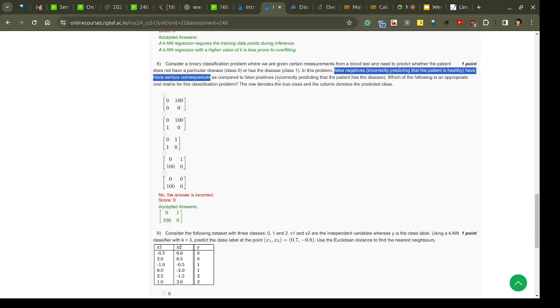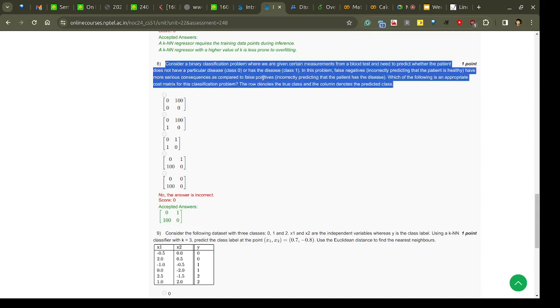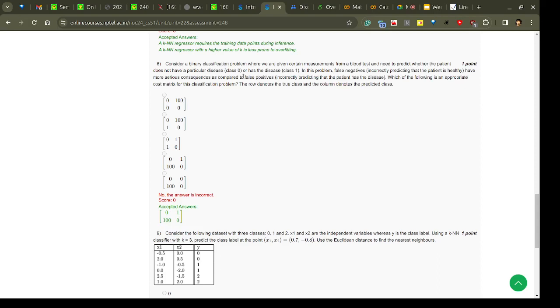So that is very dangerous. A false positive means I am saying that person is unhealthy but actually the person is healthy. In that case it is a little bit dangerous, but not that much, because maybe a doctor will do more tests and find out if the person is actually healthy or not. So yes, that is less dangerous.